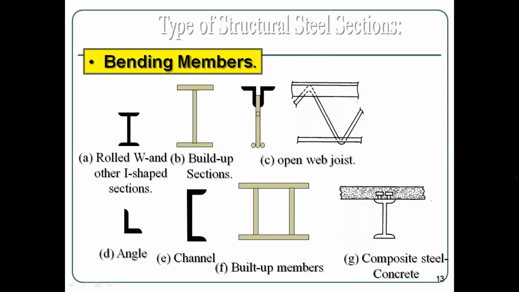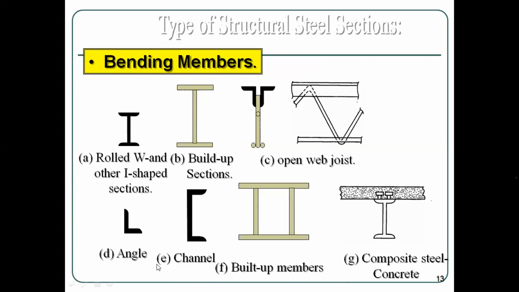And bending members, so usually these bending members can be used as beams. I sections can be used as a beam. So this is a built up I section which was prepared based on the requirement. And open web joist, so the joist, in the sense, is also a beam which connects laterally to the major beam. Angle can be used as a beam.